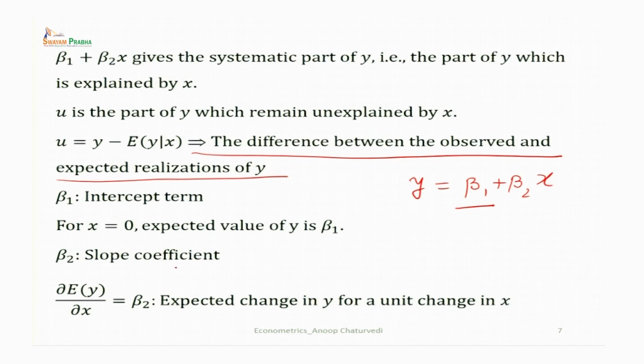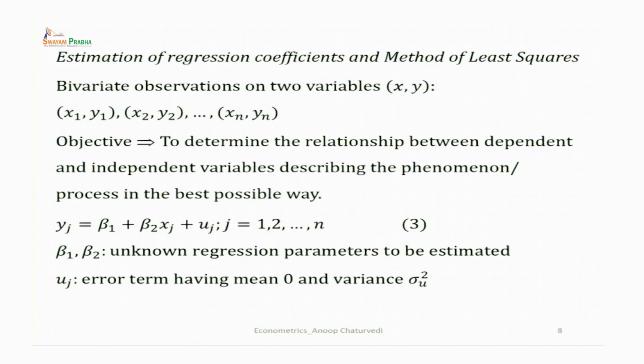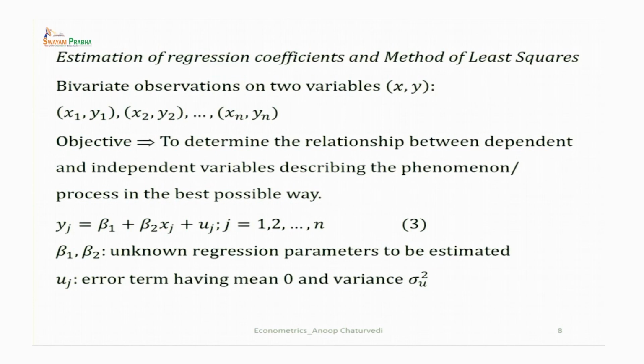Beta 2 is the slope coefficient. If you differentiate the expected value of y with respect to x, then you obtain beta 2, or you can say beta 2 is the expected change in y for a unit change in x. Now, your next objective is to estimate the regression coefficients beta 1 and beta 2, and for that purpose we use the method of least squares.